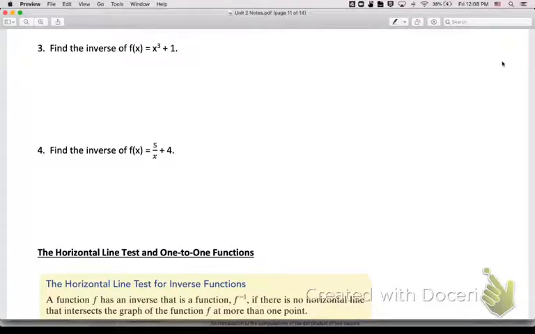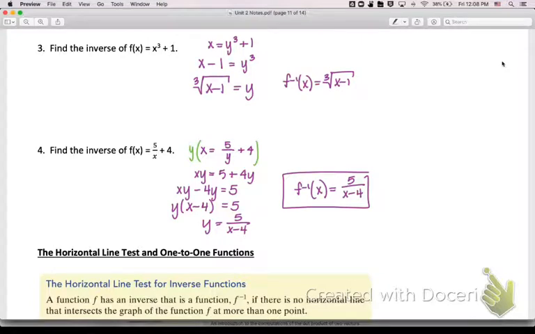All right, here come your answers. All right, here are the 2 answers. Take a second to look over those. I think number 3 is pretty straightforward.